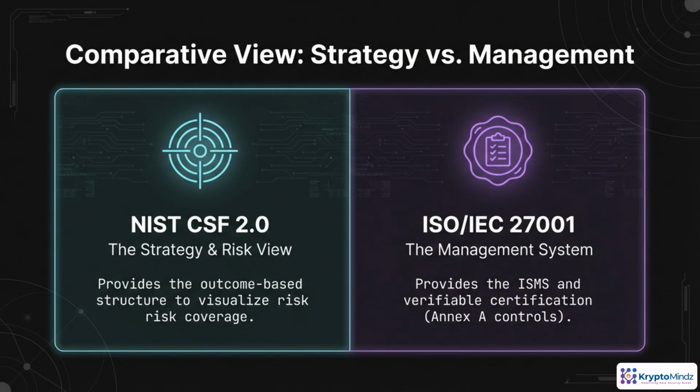NIST CSF 2.0 and ISO 27001 work best together. CSF 2.0 gives you the strategy and risk view. It's outcome-based and shows where risk is covered and where you have gaps across functions like identify, protect, and detect. ISO 27001 gives you the management system: policies, procedures, governance, and Annex A controls that can be audited and certified. In many organizations, CSF shapes the risk-driven roadmap, and ISO 27001 becomes the formal ISMS that implements and proves it.